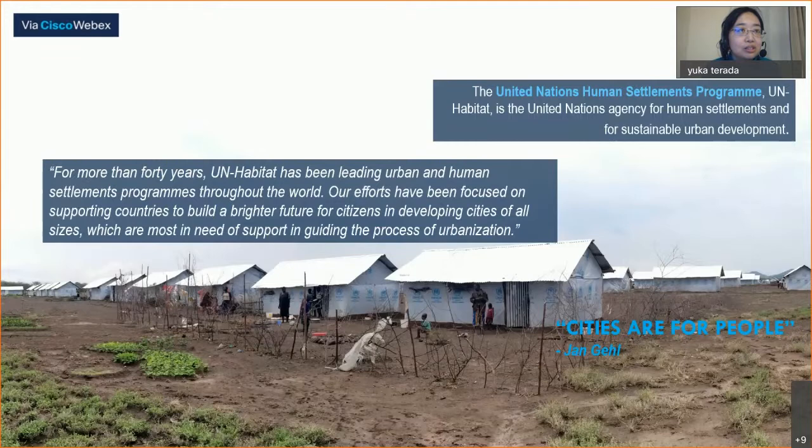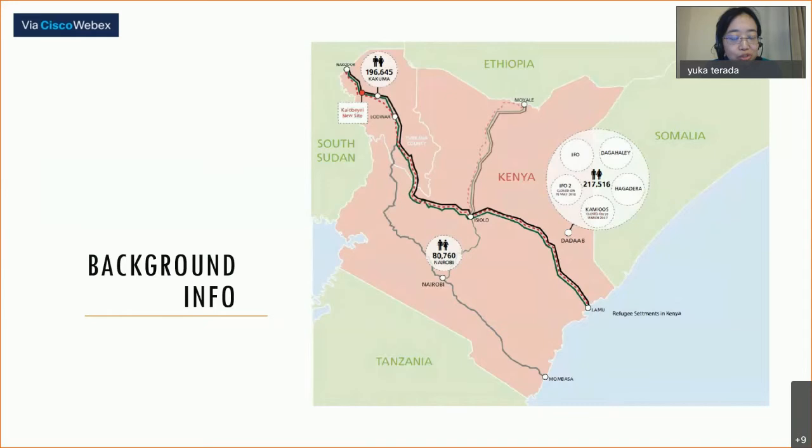Just to give you some background information on the location, I think Governor Nanok is after me, so I don't want to say so much. But just to give the bigger context before I hand over to the Governor, we do have a number of refugees from Somalia, Ethiopia, South Sudan, Uganda, and all the surroundings, and then in Turkana, next slide.